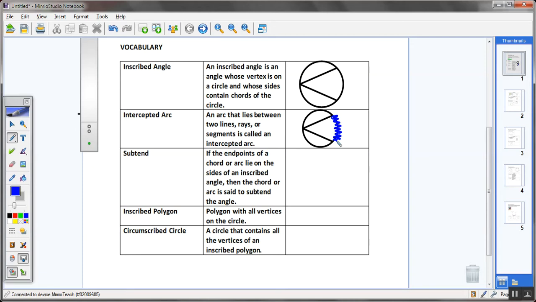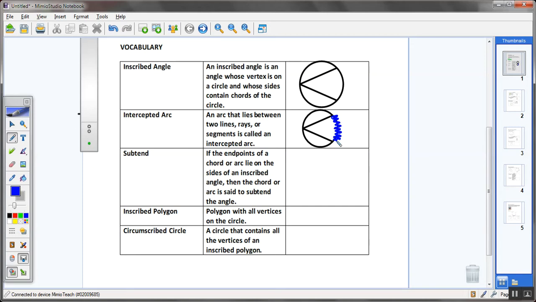Okay, this is kind of a big one. It says if the endpoints of a chord or arc lie on the sides of an inscribed angle, then the chord or the arc is said to subtend the angle. So if the endpoints of a chord or arc lie on the sides of an inscribed angle, here and here, then the chord or arc is said to subtend the angle. You can't use the word in its own definition. This chord and this arc subtend this angle. That's what that really means.